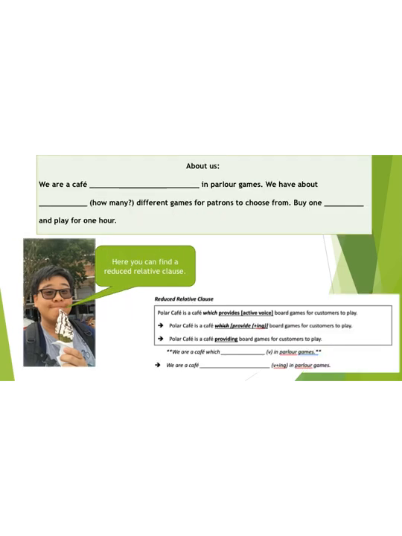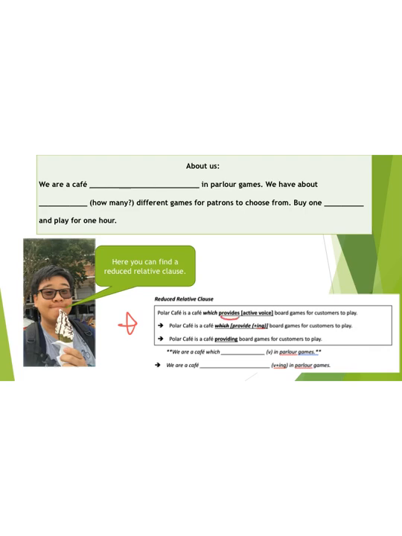How about this one? About us. We are a cafe blank in parlor games. We have about blank different games for patrons to choose from. Buy one blank and play for 1 hour. The first blank is quite difficult because it is actually a reduced relative clause. Let's look at this example. For example, Polar Cafe is a cafe which provides board games for customers to play.